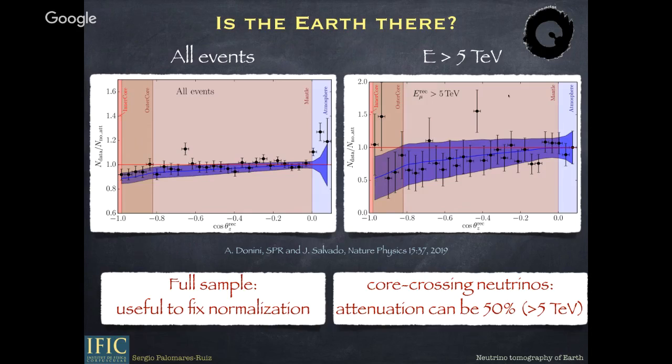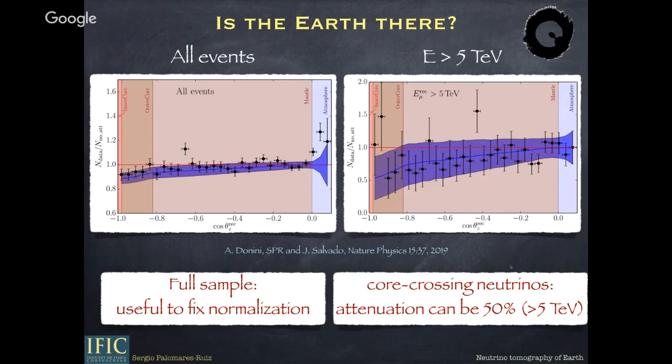Then on the right, we select events with energies above 5 TeV. And in that case, note the difference in the scale on the y-axis. The absorption is significantly larger, as you can see here. For instance, for core-crossing neutrinos in this energy range, attenuation can be as much as 50%. And that is what we use in order to infer the amount of density, the amount of matter that neutrinos traverse in different directions.